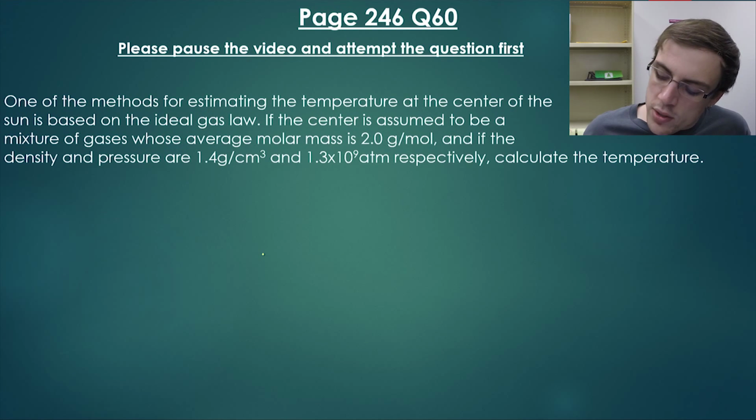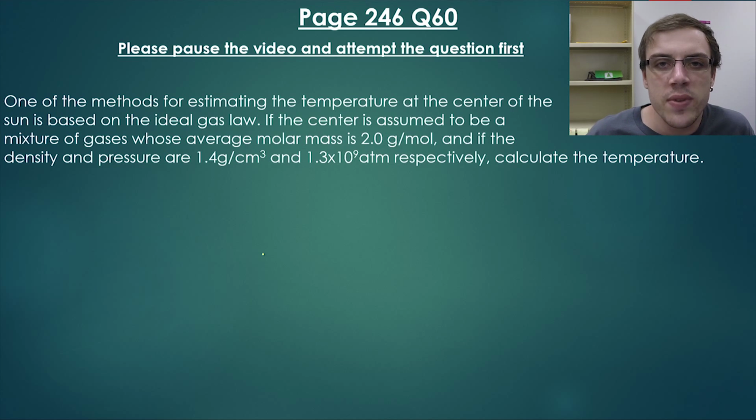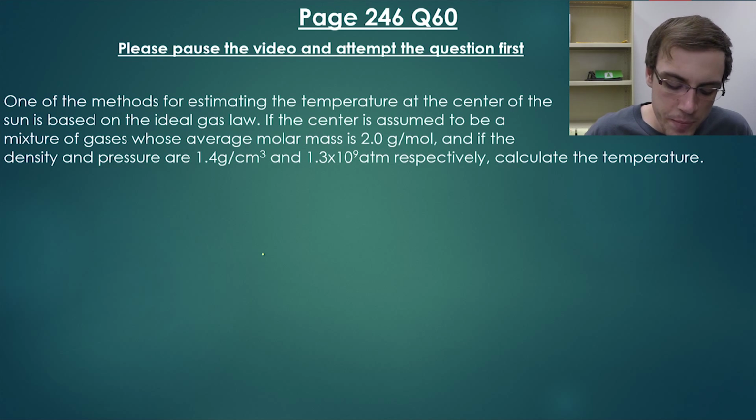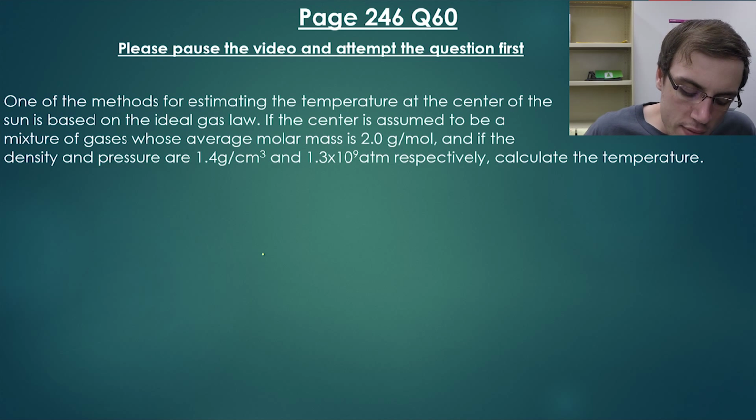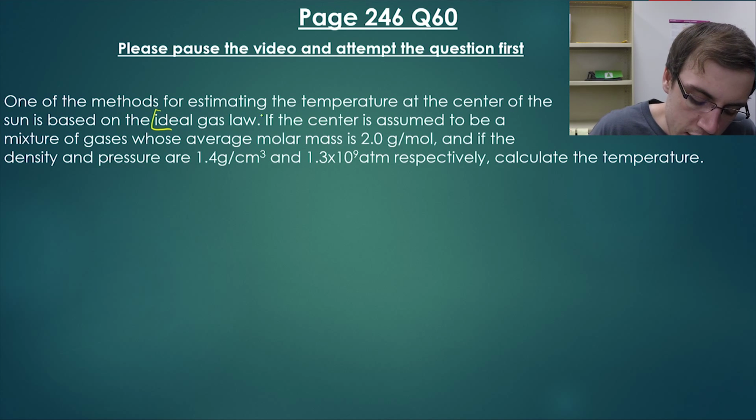So let us now move on to question 60. This is where things start to get a little bit more difficult now. So I recommend pausing this video and having a crack yourself. One of the methods for estimating the temperature at the center of the sun is based on the ideal gas law. Okay, so that's kind, they're giving us the equation to use already.